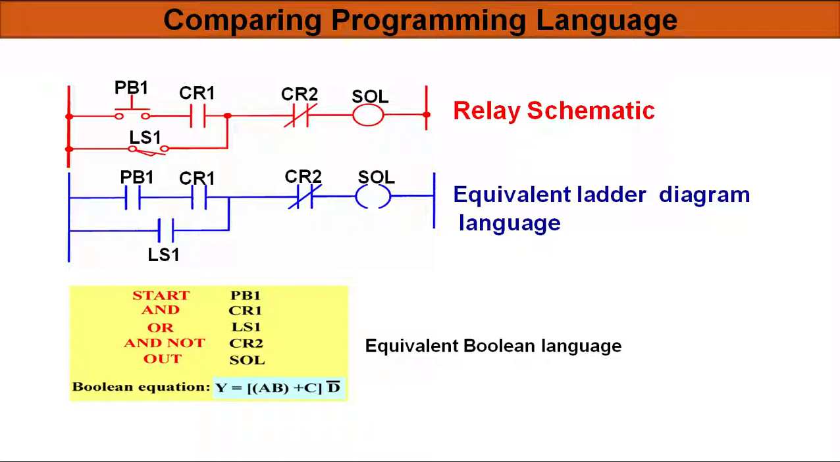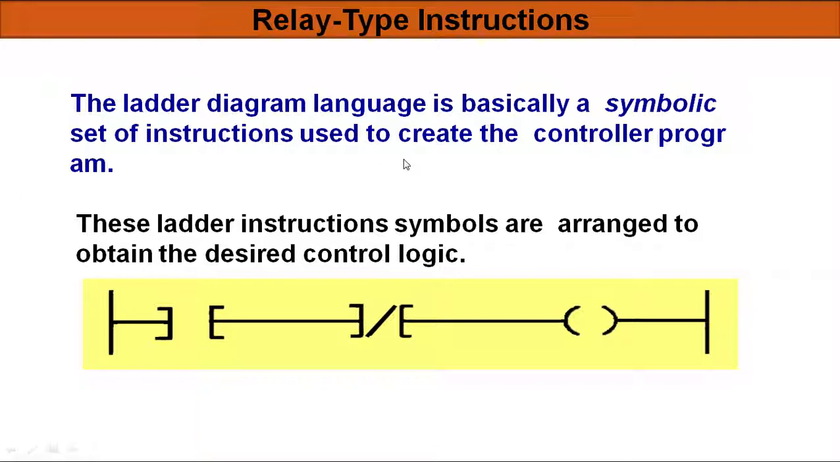Comparing programming languages. This is a relay schematic, and this is the equivalent ladder diagram language. The equivalent Boolean language uses PB1, LS1, CR. This is a relay we have, and we put this in the equivalent. Start from PB1, then AND CR1, OR with LS1, then AND NOT CR2, and OUT. Then the Boolean equation. This is how we put this in ladder programming, and this is the Boolean equation. Similarly, we have the ladder diagram language related instructions. This is a symbolic set of instructions used to create the controller program. These ladder symbols are arranged to obtain the desired control logic like this.